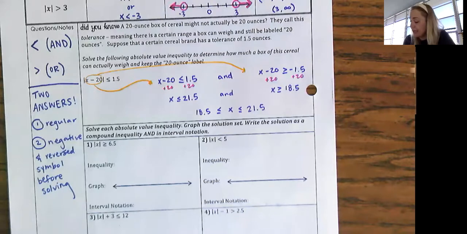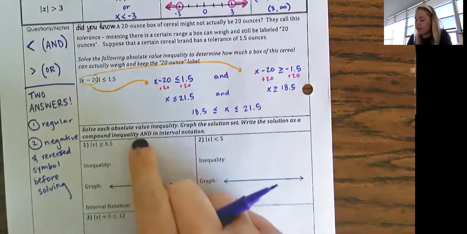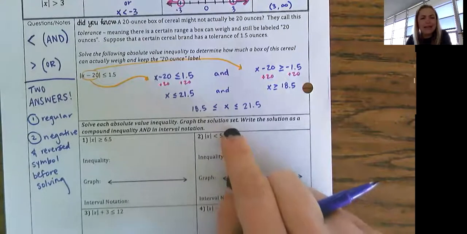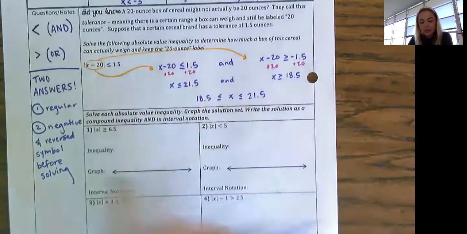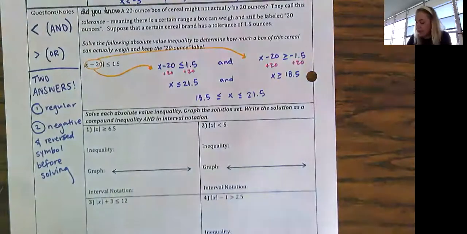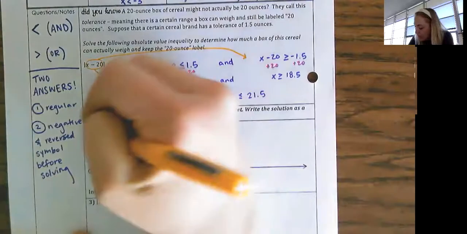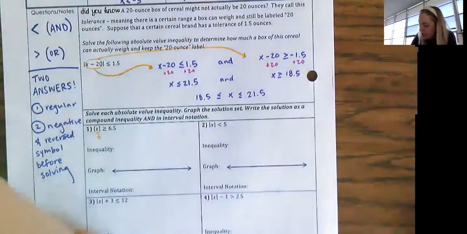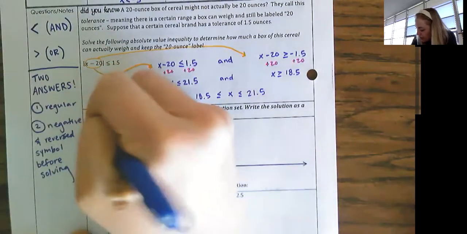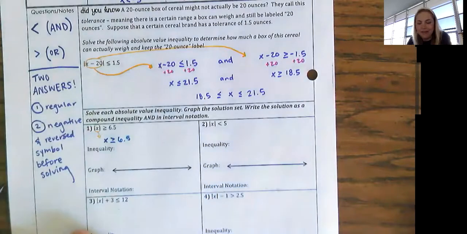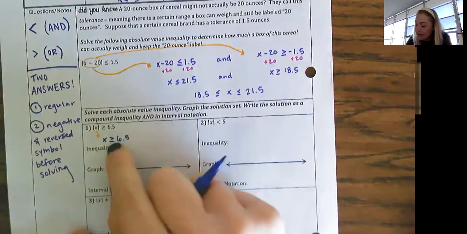All right, let's look at the next one. Solve each absolute value inequality. Graph the solution set. Write the solution as a compound inequality and in interval notation. So we are going to start on this first one. And remember, we have two ways to write these answers. The first way is x greater than or equal to 6.5. I copy it down exactly the way that it was written. Now, since that's a greater than symbol, that is going to get the word or.